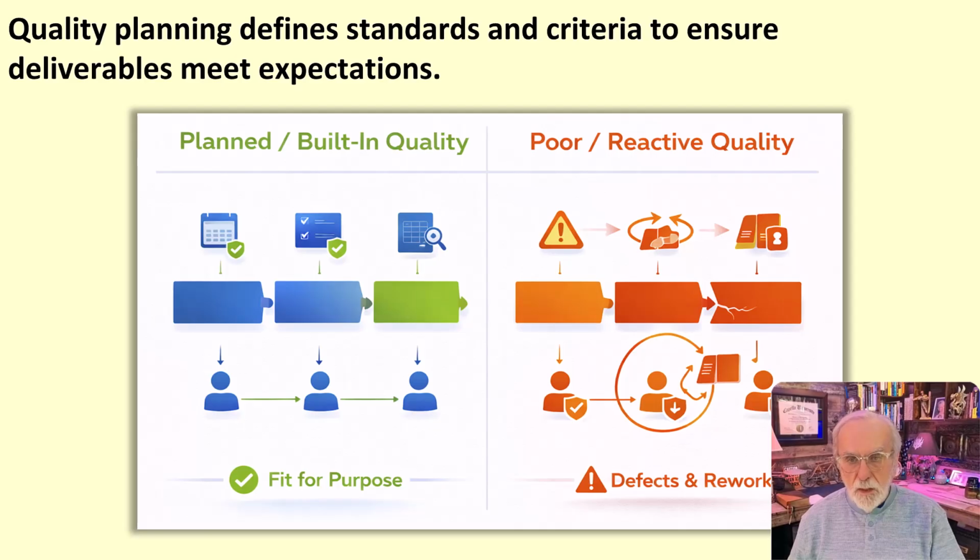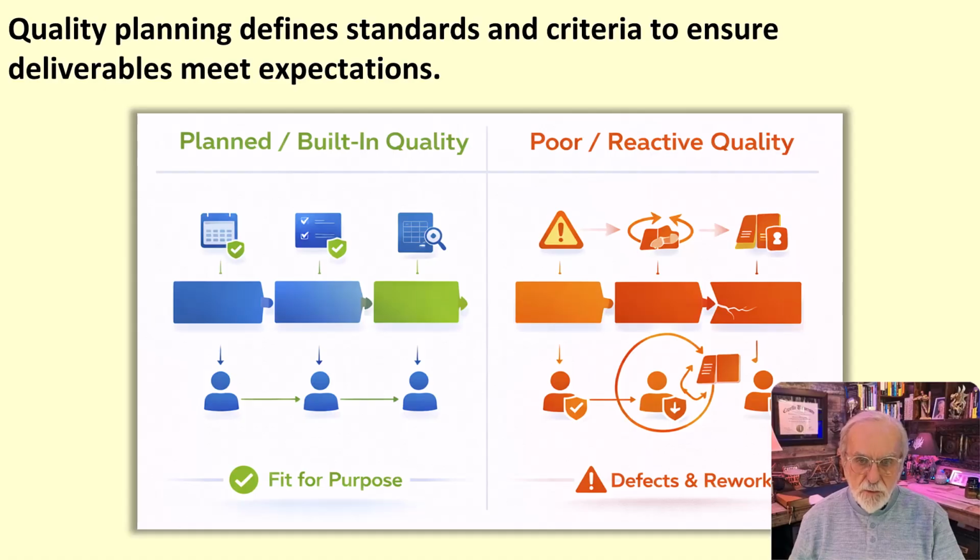Planning for quality. Quality planning defines standards and criteria to ensure deliverables meet expectations. This slide shifts the focus from capacity to performance, specifically how we define and manage quality during project delivery. Quality planning is about defining what good looks like before execution begins. This establishes the standards, criteria, and expectations that will be used to evaluate whether deliverables meet stakeholder needs. Without this clarity, teams may complete work that is technically finished but not acceptable.